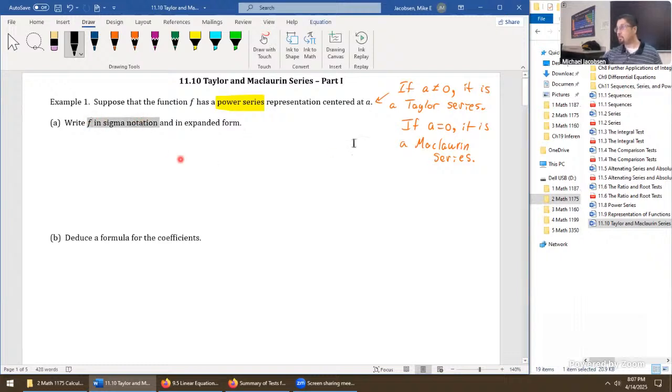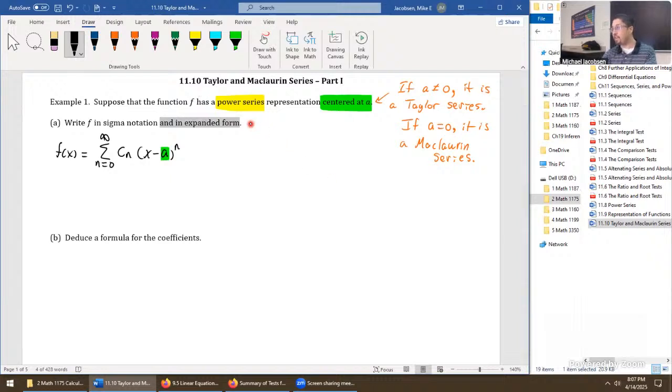First, we'll do f in sigma notation. f of x is going to be a sum from 0 to infinity of c_n, these are the coefficients of the power series, times (x minus a) to the power n. The a value, with the minus sign, is the center. So here it is in sigma notation, but what we really want to investigate, what a Taylor and Maclaurin series look like, is to expand it as well.